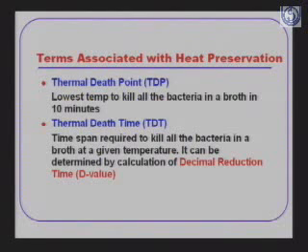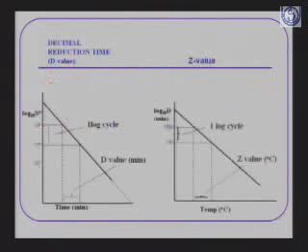And you can determine the TDT, that is thermal death time, by the decimal reduction time, or D value. Here I have shown you what is D value. So when you plot the log number of survivors on the y-axis with time on the x-axis, you will get the survivor curve, which is a straight line. So this survivor curve, the time at which it traverses one log cycle is known as the D value, or that is the 90% reduction in the microbial population.